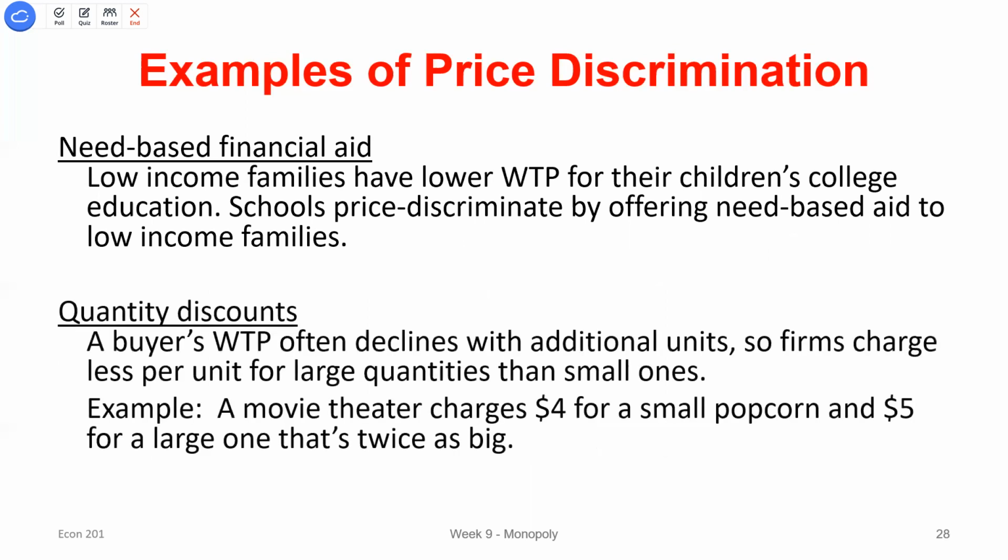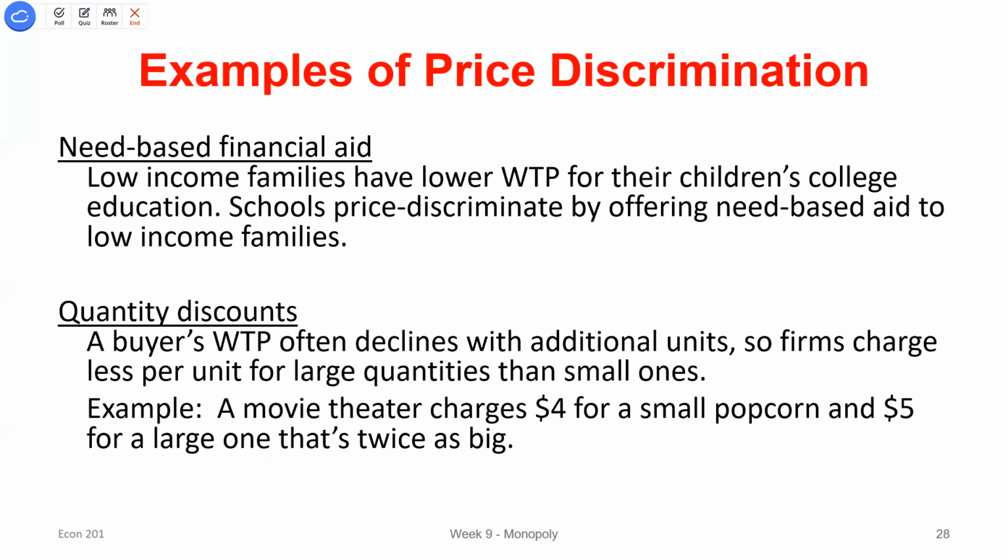And then quantity discounts. I won't go into this too much. This is a little bit outside the scope of this class. But you can imagine, even if you could identify an individual, you might say, okay, for the first unit you buy, we'll charge you 5, but if you buy a second, that second one will only cost you 4. We see this all the time. Buy one, get one 50% off.